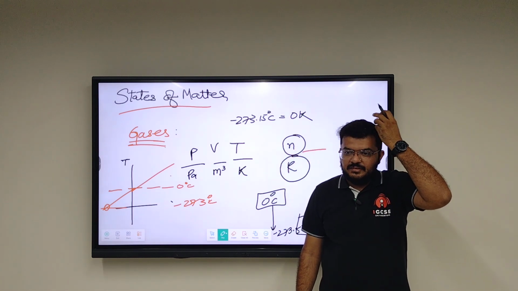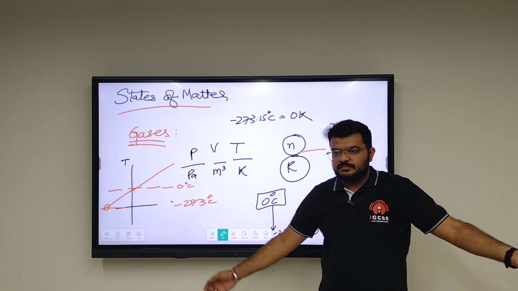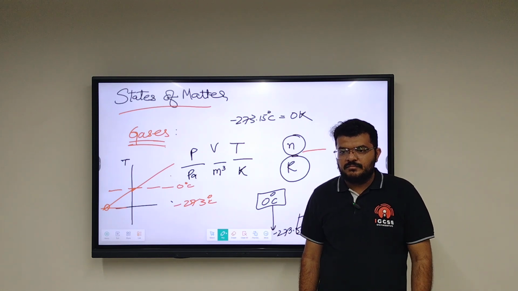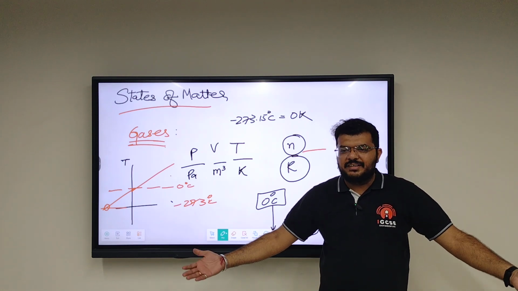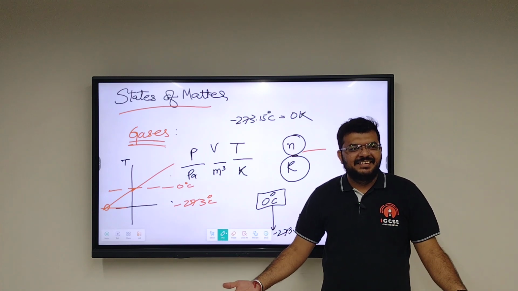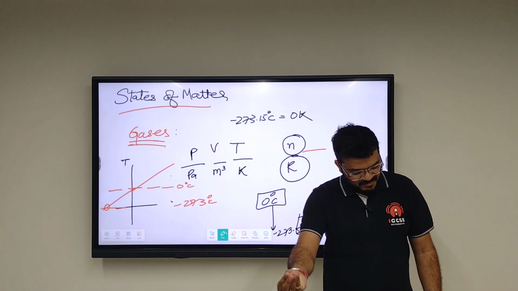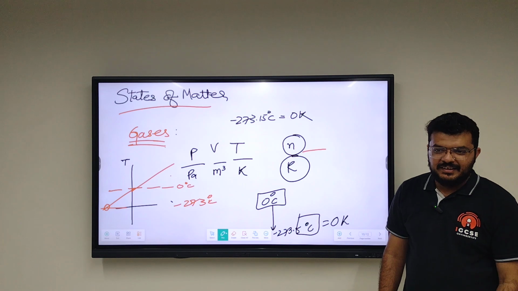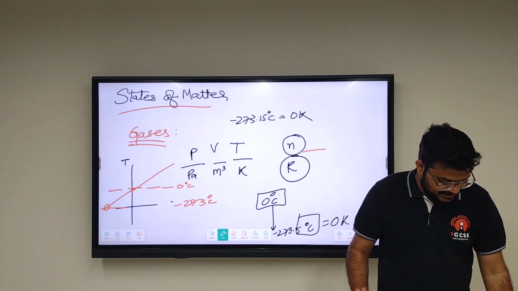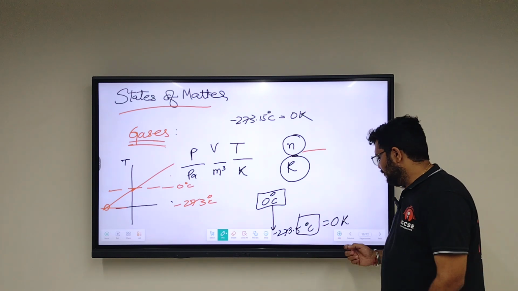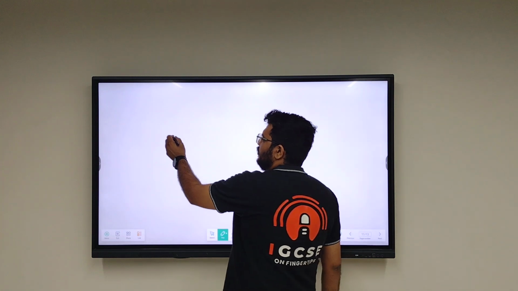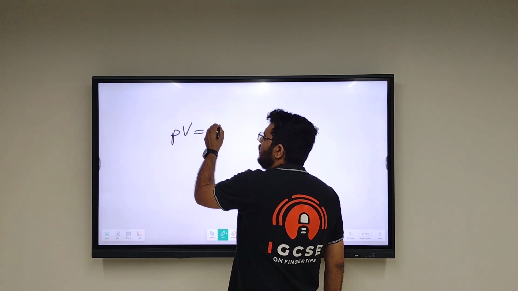Minus 1 is greater than minus 273.5. Exactly. So a higher value of temperature means it's higher temperature, so it's hotter. Don't forget the fundamentals. Okay, let's move ahead.